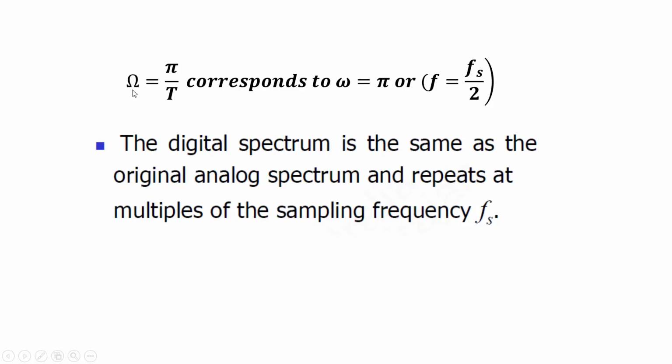Capital omega equal to pi by capital T corresponds to omega, the digital frequency, equal to pi, or f equal to fs by 2. The digital spectrum is the same as the original analog spectrum, but repeats at multiples of the sampling frequency, fs. Fs corresponds to 2 pi, right? So after periods of 2 pi, the spectrum will repeat.